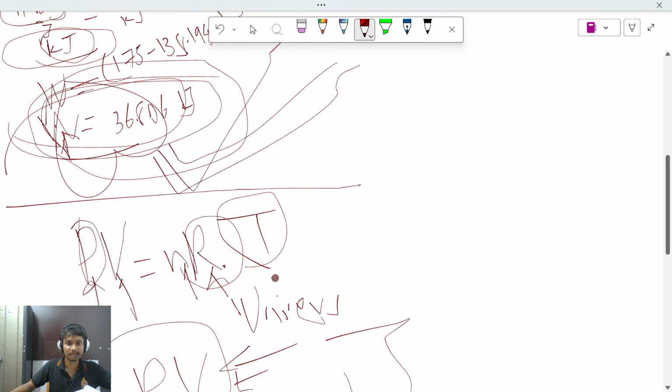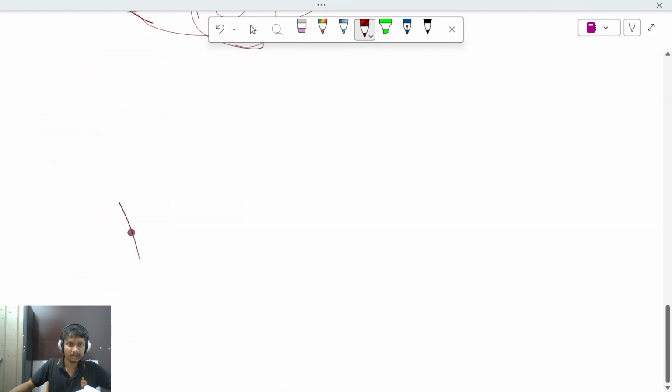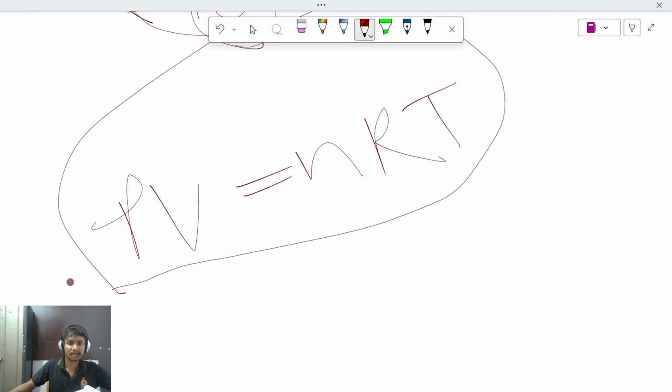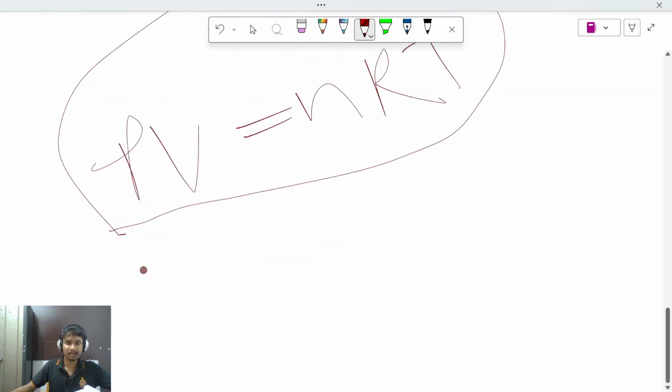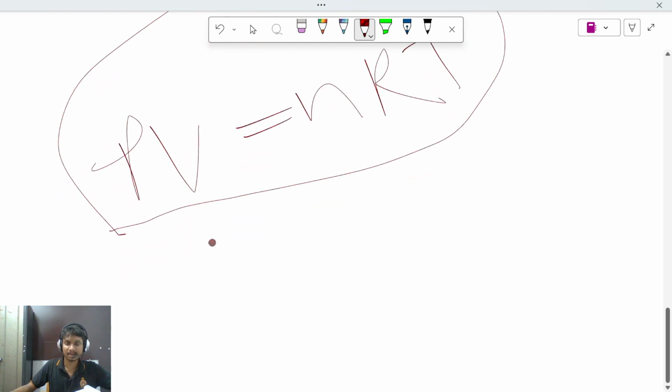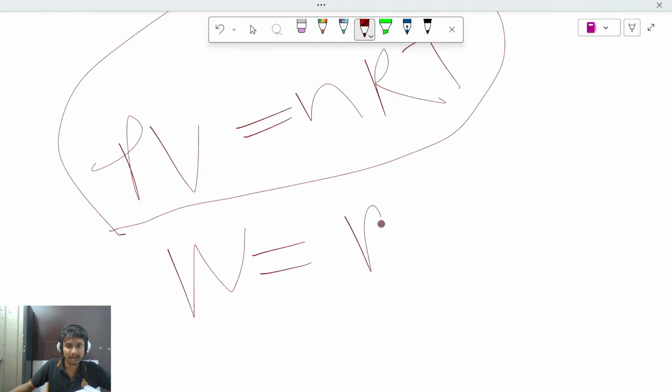PV is equal to joule. Now PV is equal to nRT. This is the equation of an ideal gas. We already studied this in advanced level physics and chemistry. W is equal to PV. With this, we can find the W.